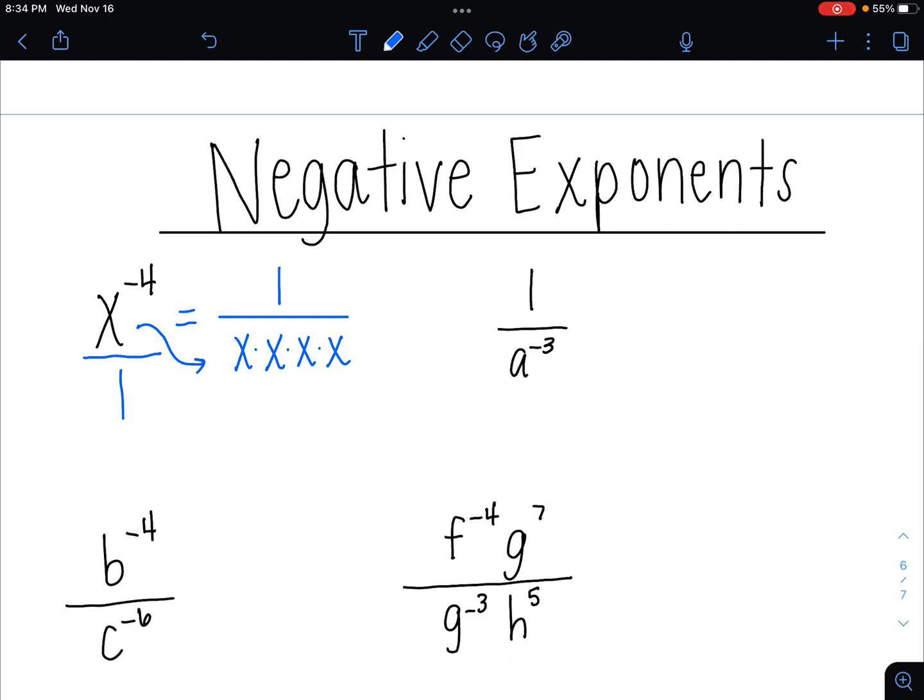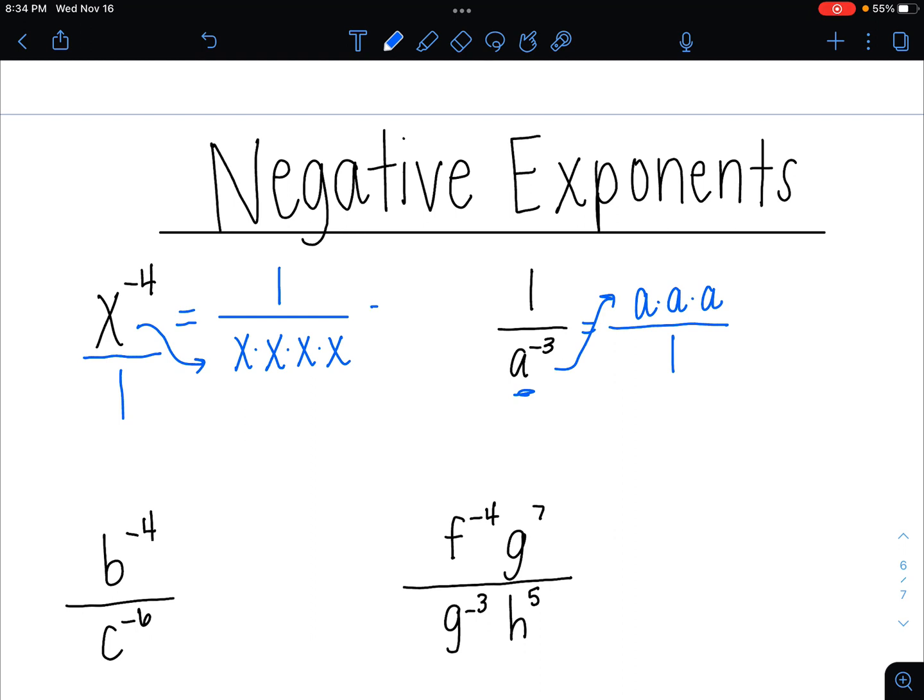Now, the same works for this one, except for in this one, our starting point is a to the power of negative 3. 1 over a to the power of negative 3. It's already in the denominator. So this time, we are going to take those and we're going to move them to the numerator. So we have 3 a's, and then we're going to have a denominator of 1.